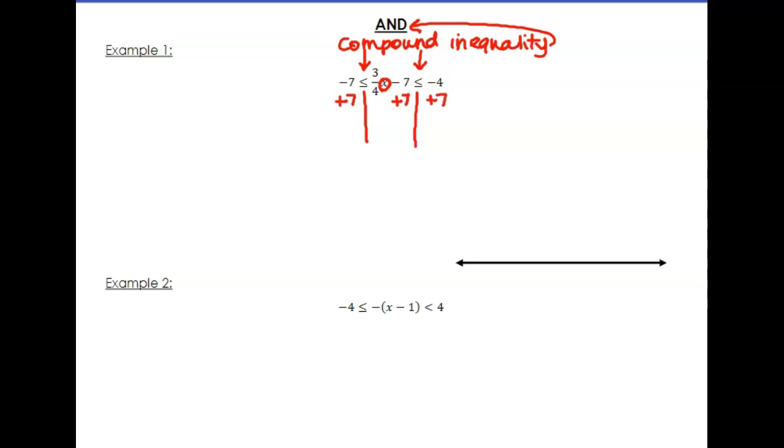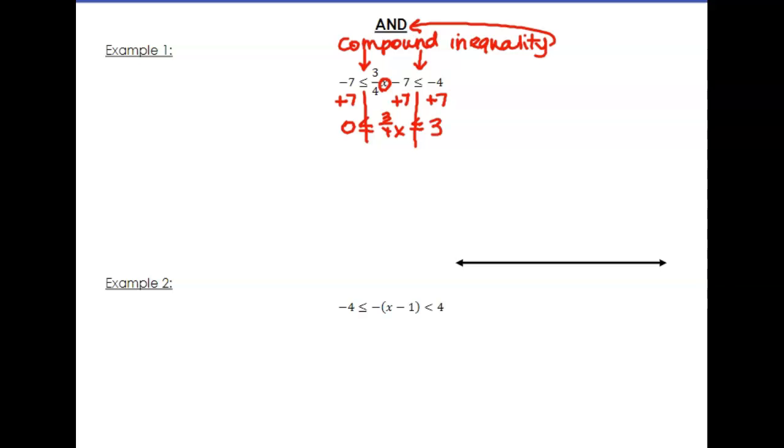So notice how I'm doing it 3 times because there are 3 sections of this inequality. It's not just left side, right side. It's left side, right side, and the middle. So -7 plus 7 is 0. My inequality sign is still less than or equal to. I have 3/4 x less than or equal to, and then -4 plus 7 is 3.